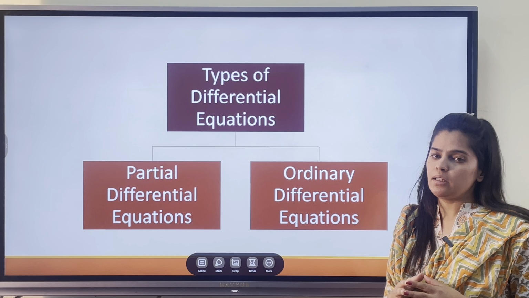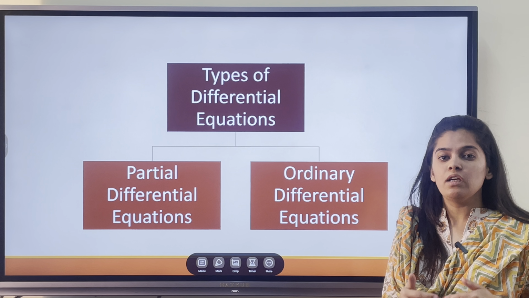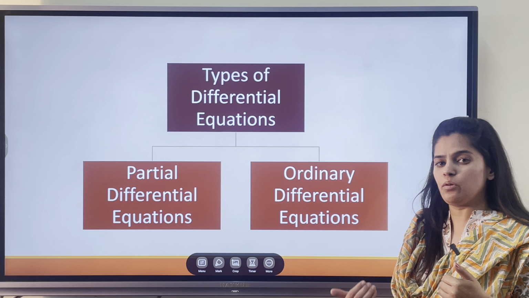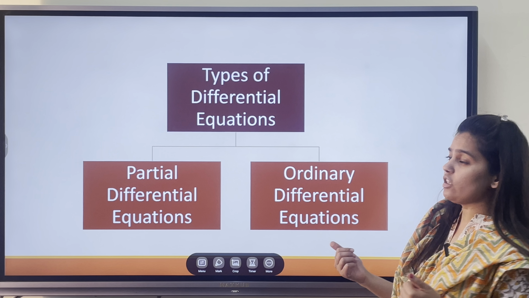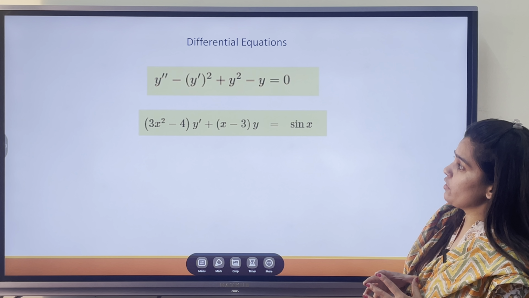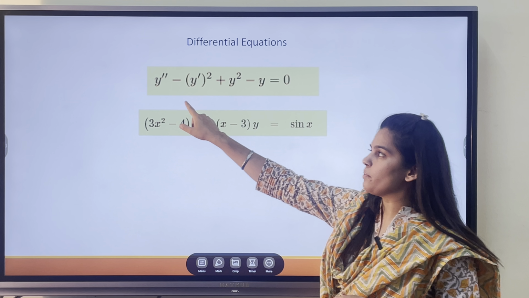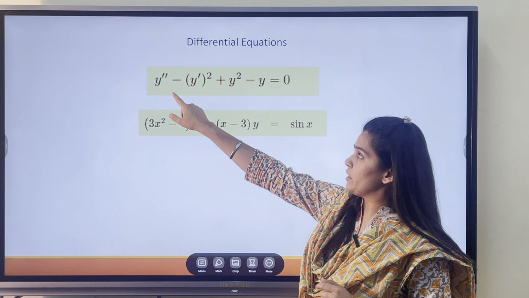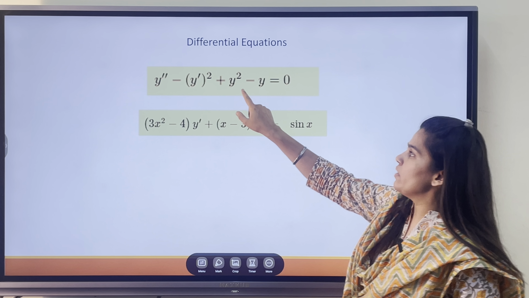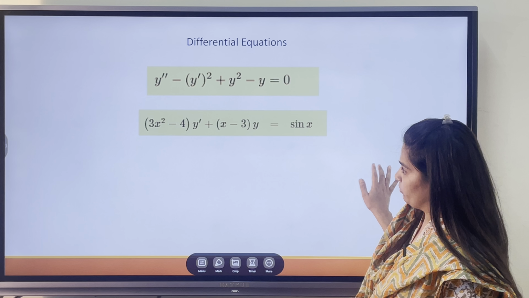For example, if we have a function f of x and y, in a partial differential equation, x is considered constant if we are differentiating with respect to y, whereas in an ordinary differential equation, the derivatives for both variables are retained in the equation. These are some examples of differential equations, in which y double dash represents the second derivative of function y with respect to x, y dash represents the first derivative of function y with respect to x, whereas y and x are representing normal variables.